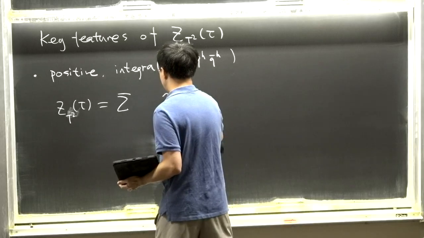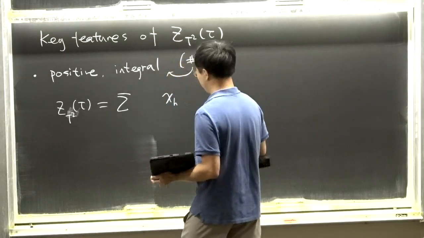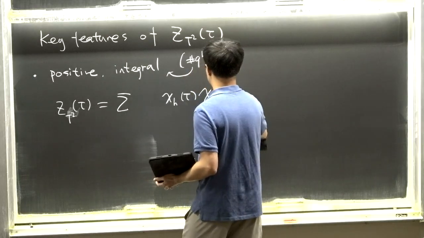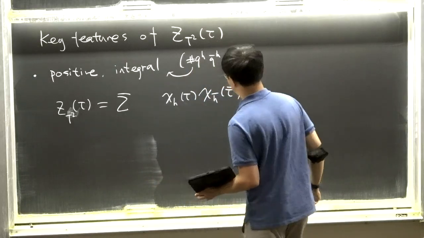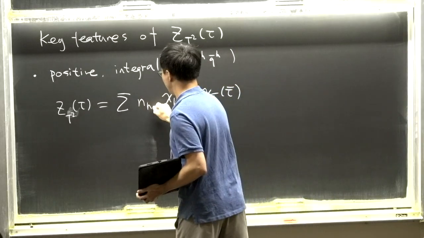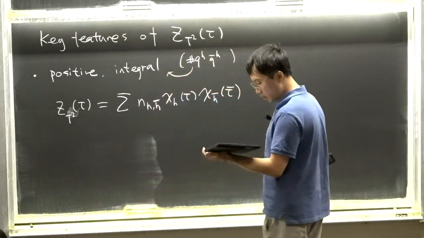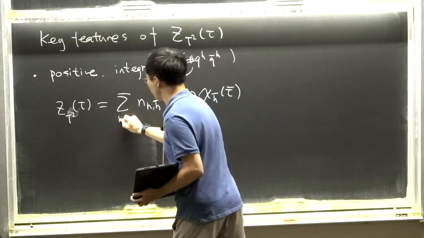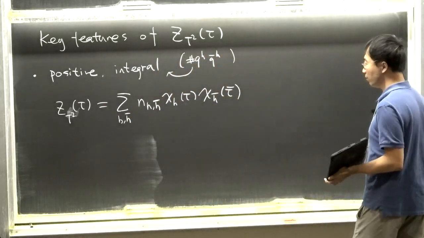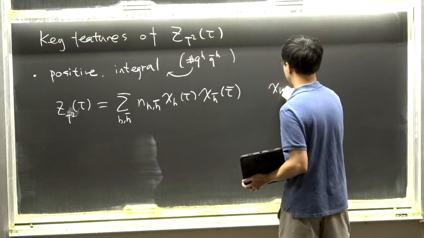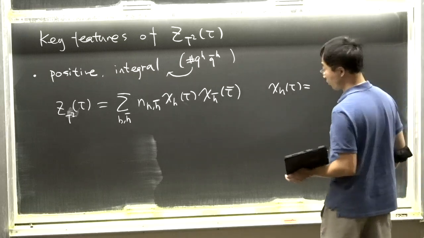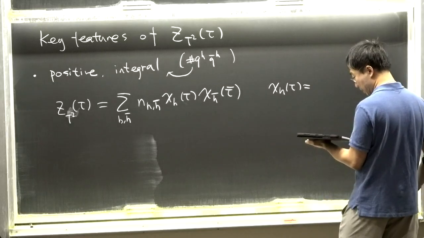Those are known as Virasoro characters, which I'll call chi. And there will be some coefficients that are non-negative integers. You sum over the possible values of h and h bar that are realized in the CFT spectrum. And these Virasoro characters are nothing but the trace restricted to a given conformal multiplet.